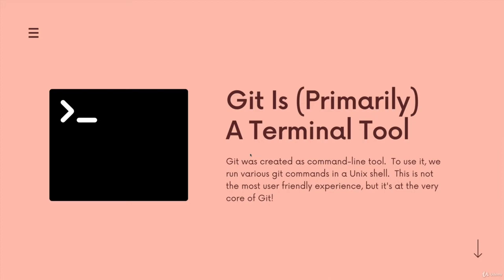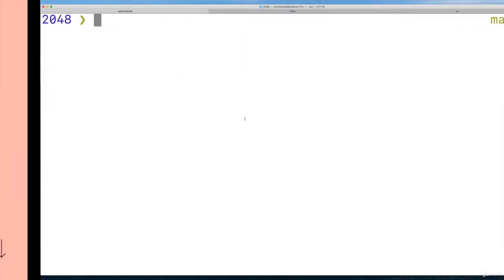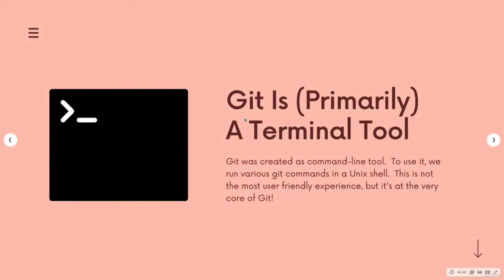All right, so before we go on to installation, we need to start by talking about the two options for how we interact with Git. We can use the terminal, a text-based interface, and we can use graphical user interfaces.